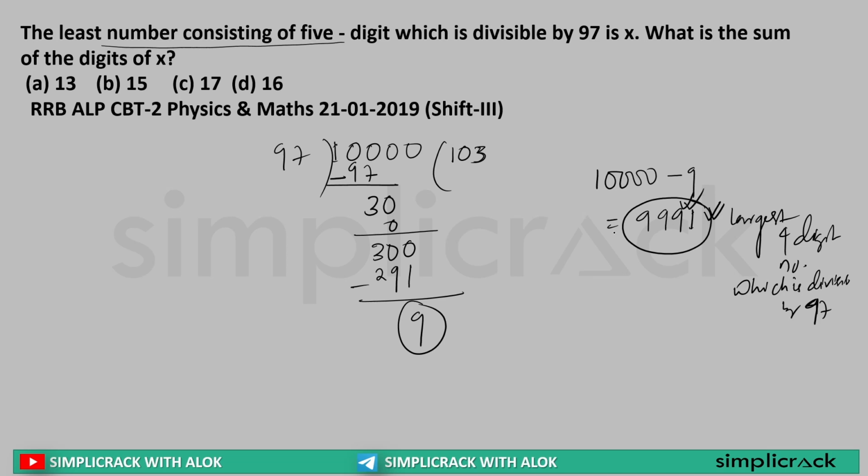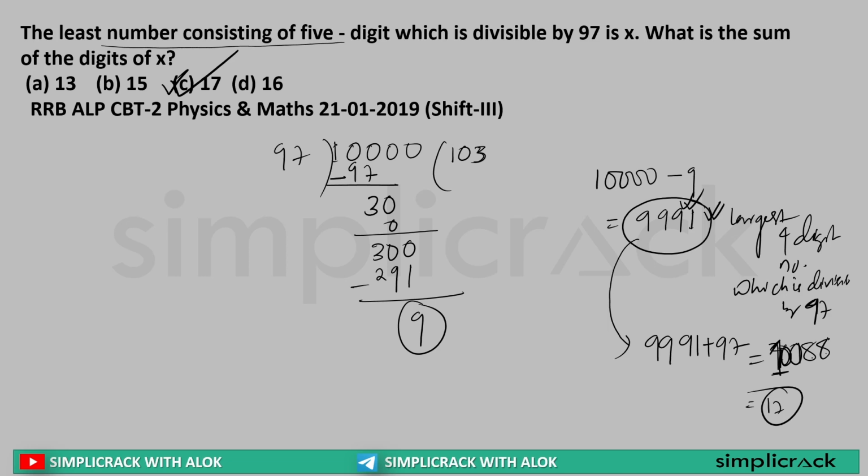If this is the largest 4-digit number which is divisible by 97, which will be the next number which will be divisible by 97? It will be 9991 plus 97, which is 10,088. So what is the number which is divisible by 97 and it is a 5-digit number? The smallest 5-digit number which is divisible by 97 is 10,088. Now what is the sum of the digits? Sir, 8 plus 8 plus 1 is equal to 17. Answer option C. Clear? Nothing there in this question.